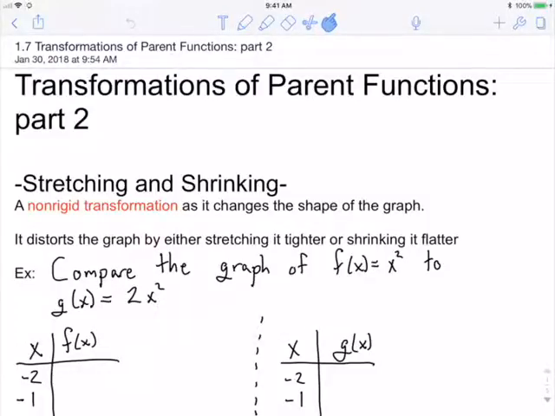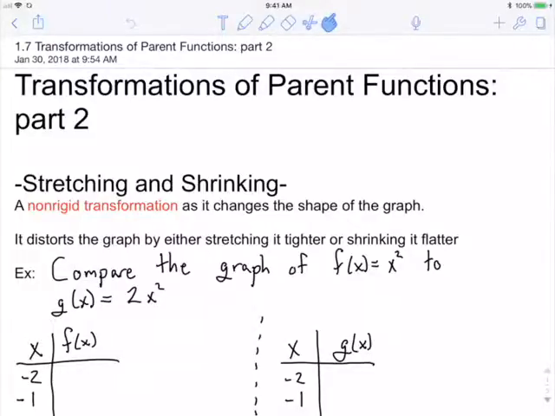This lecture, we'll be looking at another way to transform parent functions. And we'll look at how to stretch and shrink functions. And once we understand that, we'll try combining all of our transformations in one example. So for stretching and shrinking, we call these non-rigid transformations, since it will fundamentally change the shape of the graph.